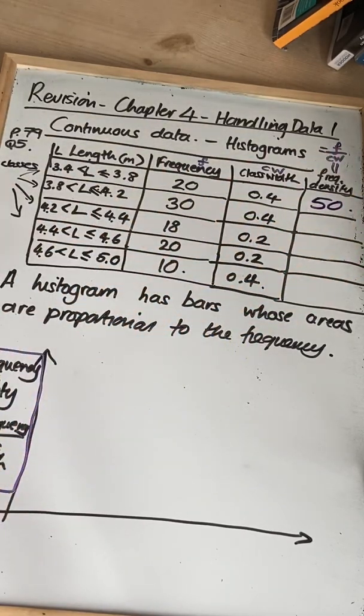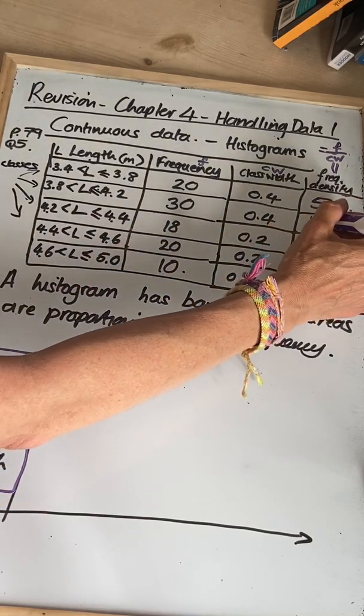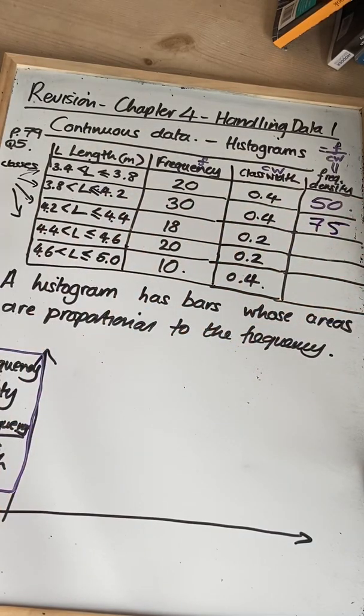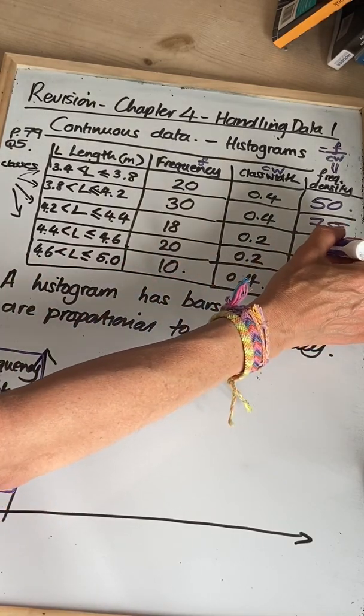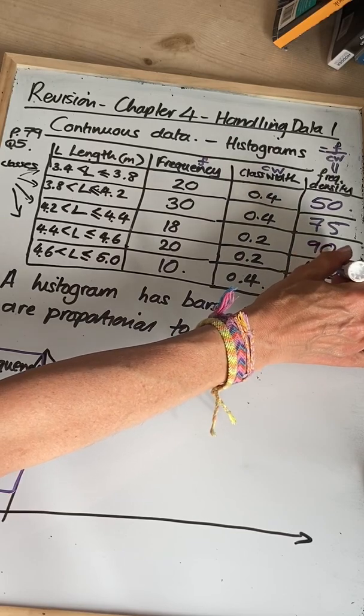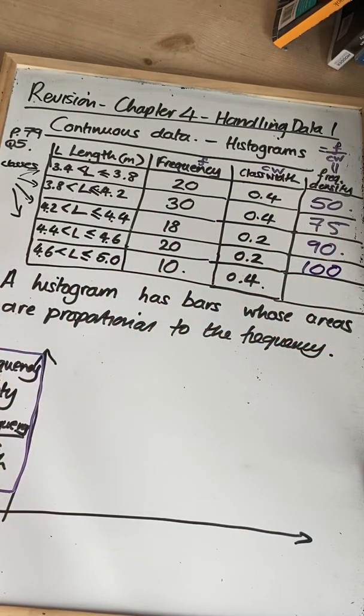30 divided by 0.4 for my 3.8 to 4.2 is going to give me 75. 18 divided by 0.2 can give me 90. 20 divided by 0.2 I think is going to give me 100. I think I can do that in my head. And 10 divided by 0.4 I think is 25.